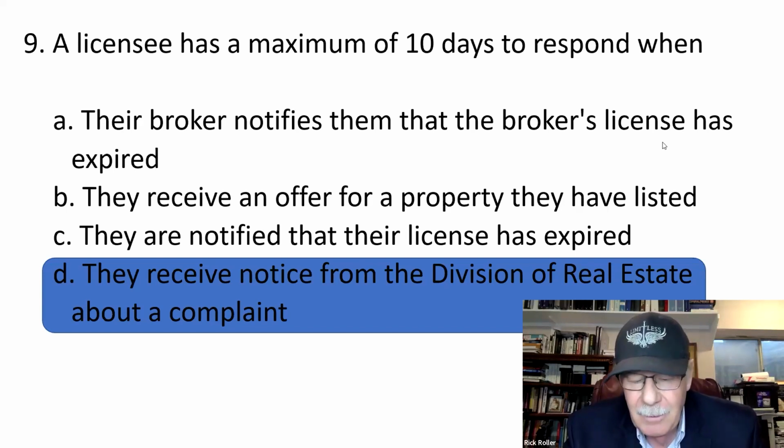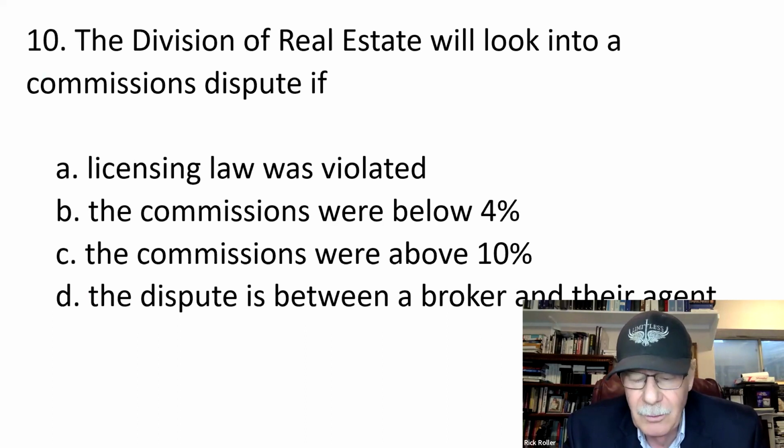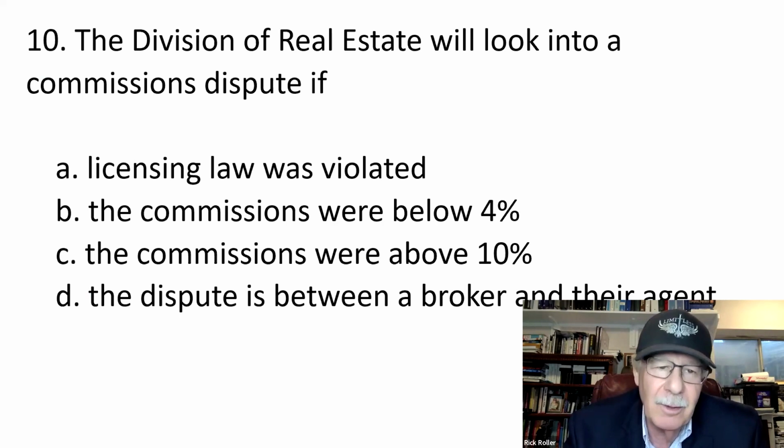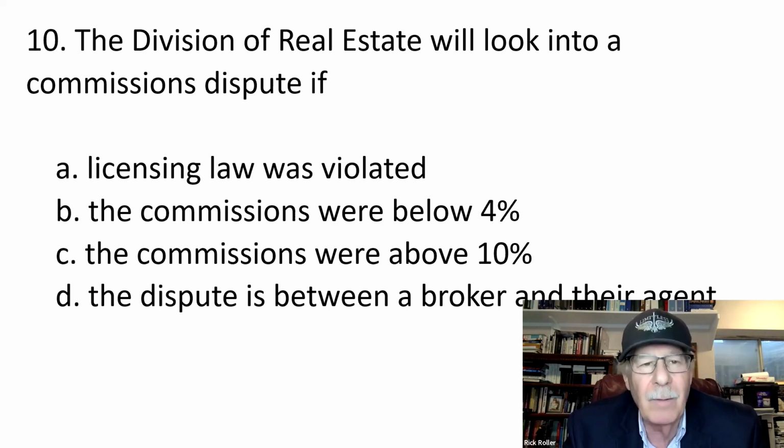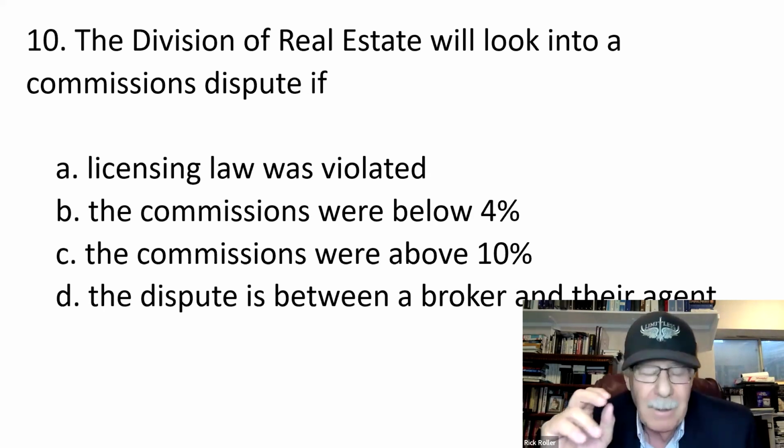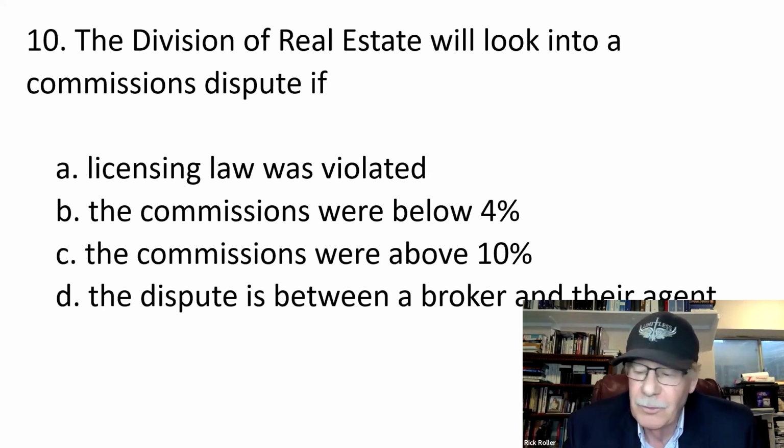Number 10, the division of real estate will look into a commission dispute. A commission dispute is when someone's arguing over the commission. So when will the division get involved with something like this? A, licensing law was violated. B, the commissions were below 4, they were above 10. Obviously, those two are wrong. I mean, commissions are negotiable. It can be below 4, it can be above 10. The dispute is between a broker and your agent. The division will not get involved with disputes between the broker and the broker's agents. They tell you, you guys sit down and work it out like adults.